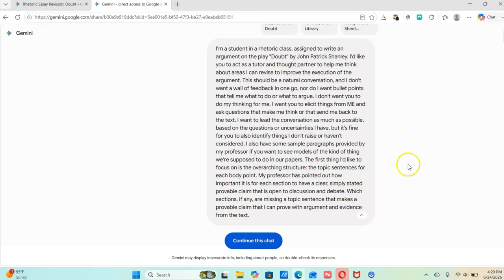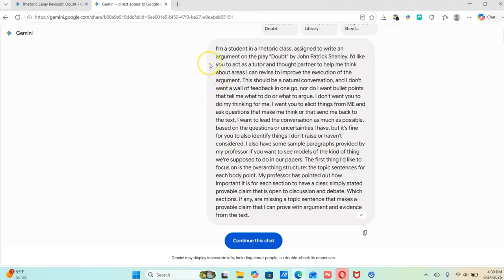So one of the very first things that you want to do, the very first prompt that you make, is one of the most important, because this is where you tell it who you are, what you're doing, what the assignment is, how you want the conversation to go, what kind of help or feedback you want. Basically, you lay down the parameters of how you want the whole thing to run.